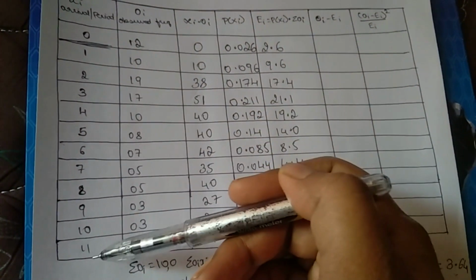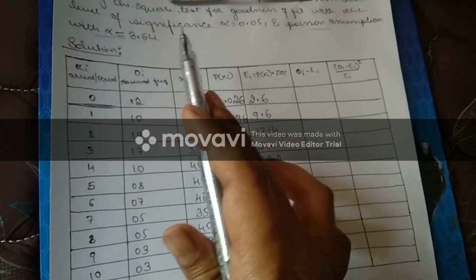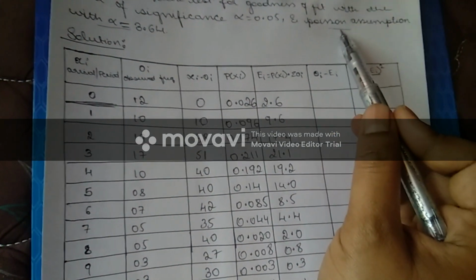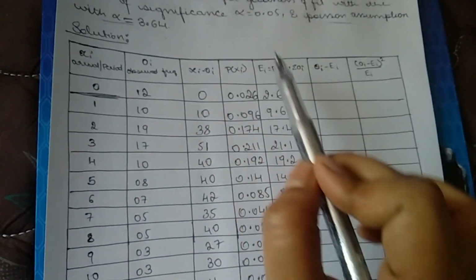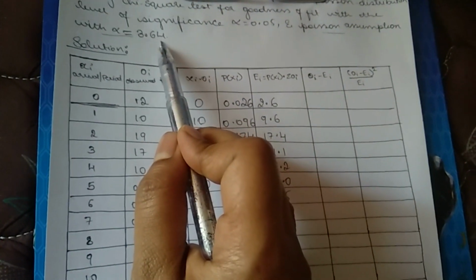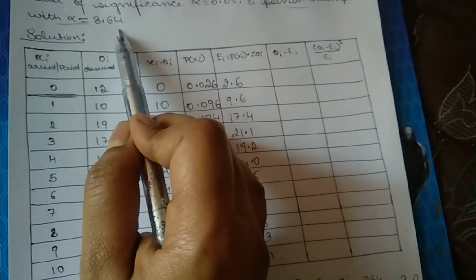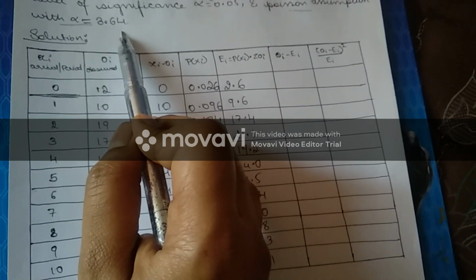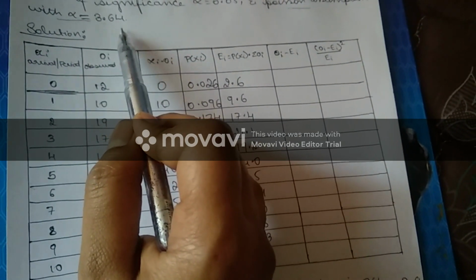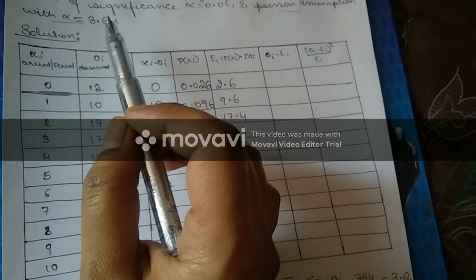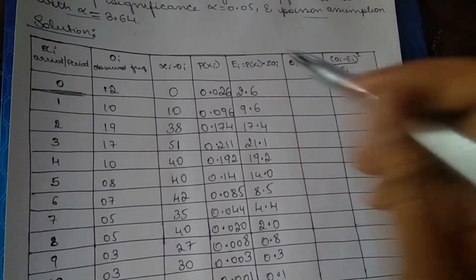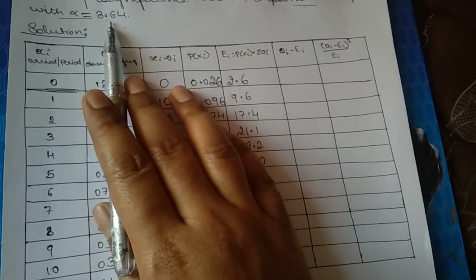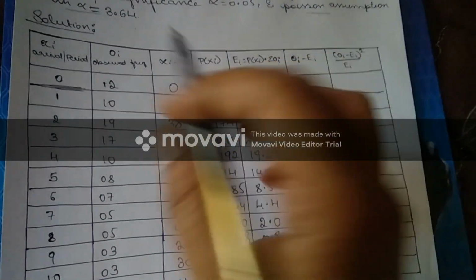You cannot take it as 11, because it mainly depends on your Poisson assumption. The number of classes K depends on this Poisson assumption, alpha equal to 3.64. What is the meaning of this? All the ei values should be greater than or equal to 3.64. If not, then you have to combine the classes to get a value greater than 3.64. You have to check all the values of ei, whether they are greater than 3.64.